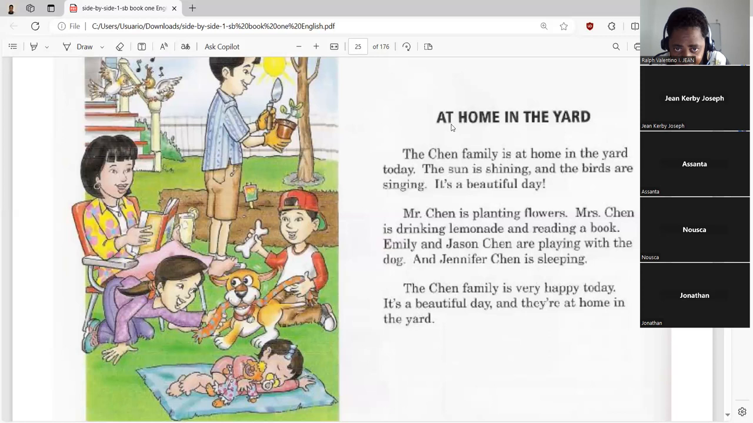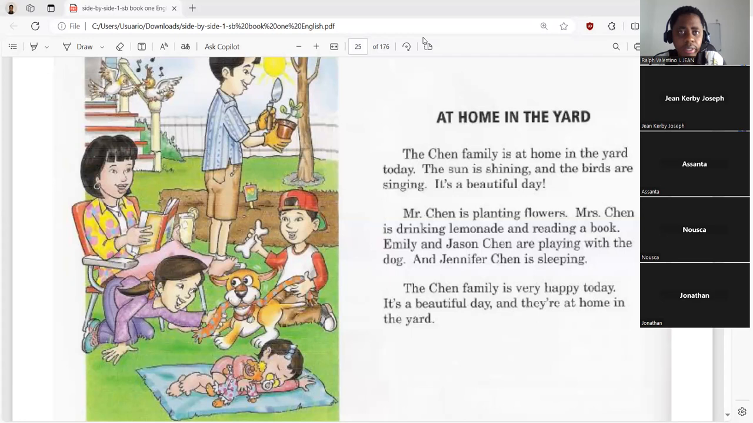Lemonade and reading a book. Emily and Jason Chen are playing with the dog. And Jennifer Chen is sleeping. The Chen family is very happy today. It's a beautiful day. And they are at home in the yard. All right, good.